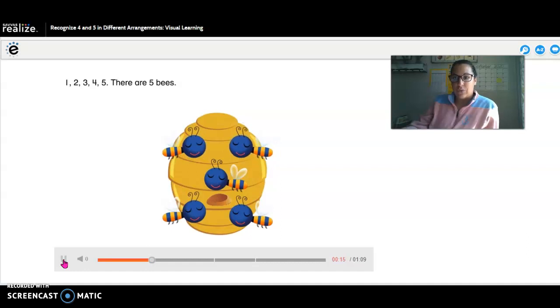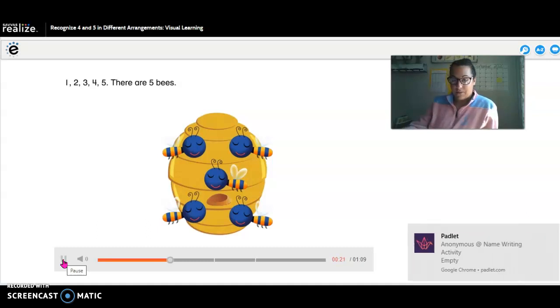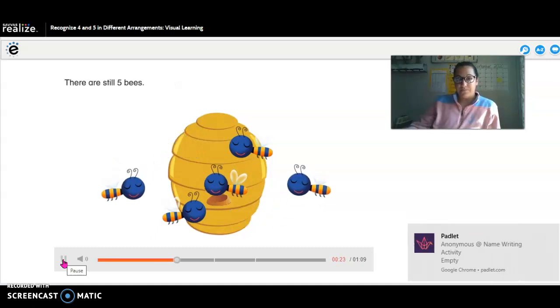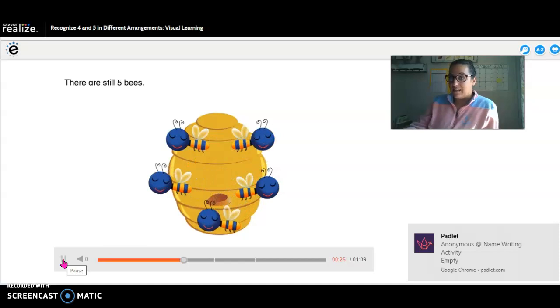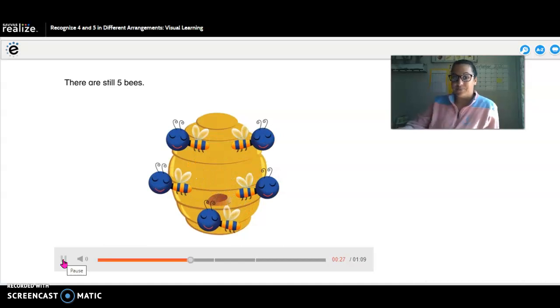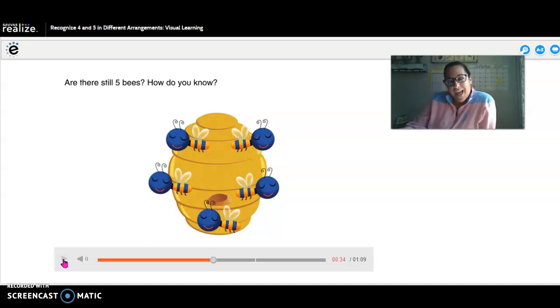1, 2, 3, 4, 5. There are 5 bees on the hive. There are still 5 bees. Are there still 5 bees? Yes or no? How do you know?